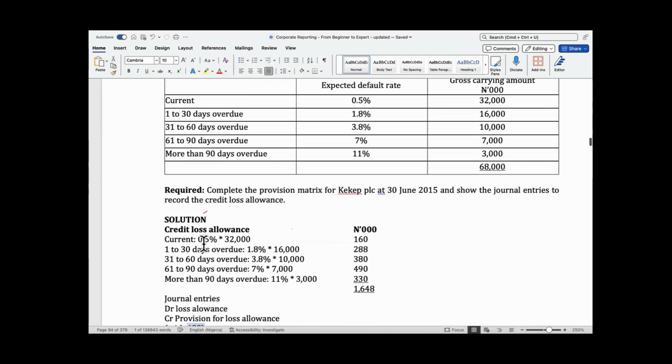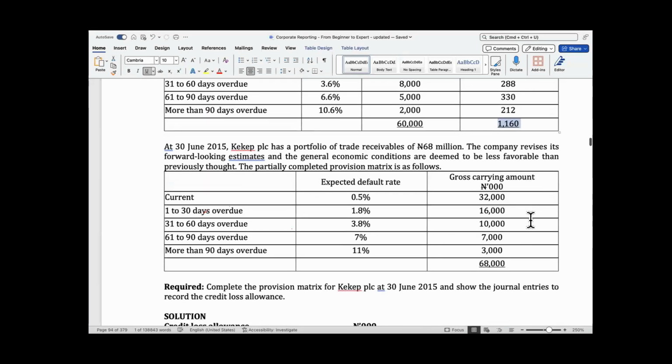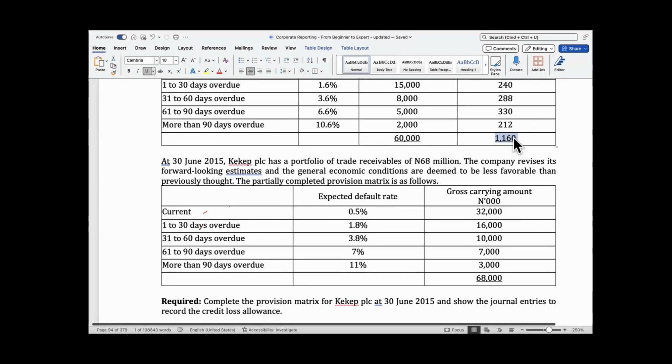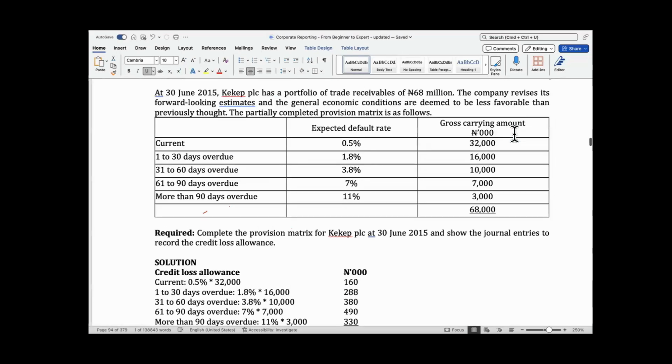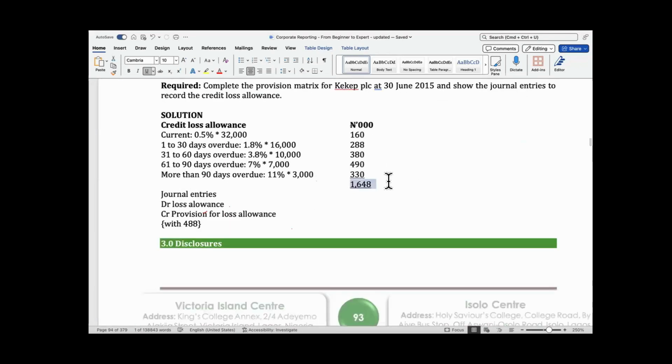Okay, because there is a balance in our books before, so we're going to carry forward. We're still looking at the same set of receivables, it's not like we have a new set. It might increase, it might decrease, but it's still the same set of receivables. So since last year, the loss was this, and this year it is now this. So it means that the loss has increased from 1160 to 1648. So that's the whole thing for trade receivables.